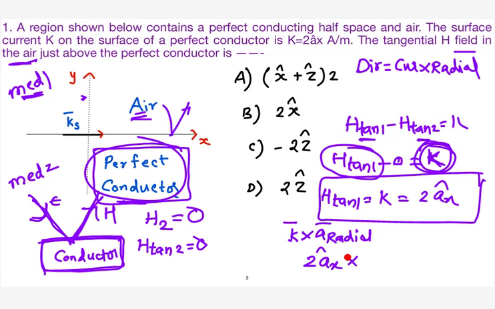Good. Because you can see here, this is your source and this is your observer. When you are moving from source to observer, you are moving in the direction of AY. So it will be 2AZ cap. The answer will be 2AZ cap. Is it clear for everybody how to find the direction? This 2AZ cap is actually the tangential component of H only, right? Correct, correct.